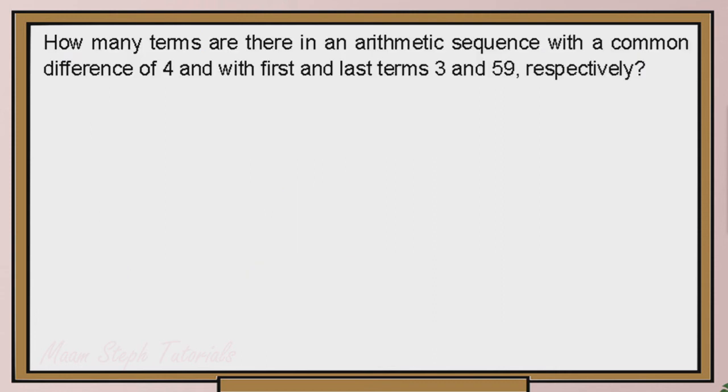Now, another problem says how many terms are there in an arithmetic sequence with a common difference of 4 and with first and last terms 3 and 59 respectively. The problem is asking us ilang terms raw yung nasa sequence na merong common difference na 4 at yung first term ay 3 at saka yung 59 yung last term.